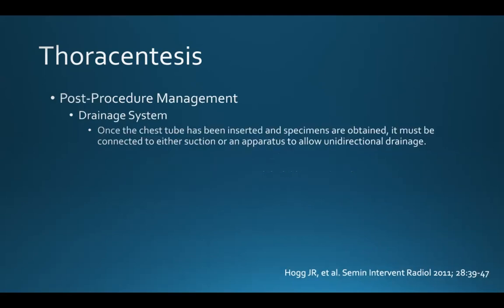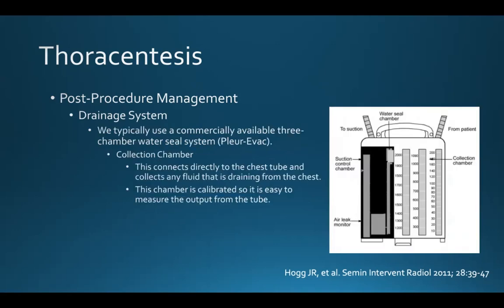Once the chest tube has been inserted and specimens are obtained, it must be connected to either suction or an apparatus to allow unidirectional drainage. We typically use the Pleurovac system, which is a commercially available 3-chamber water seal system. The first chamber is the collection chamber, and this connects directly to the chest tube and collects any fluid that's draining from the chest. This chamber is calibrated, so it's easy to measure the output from the tube.